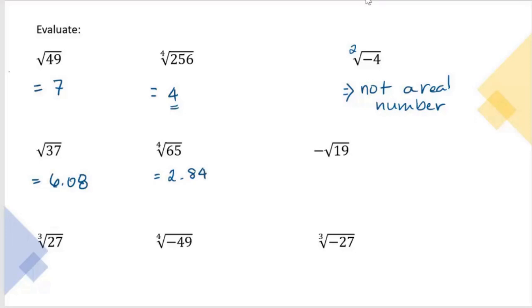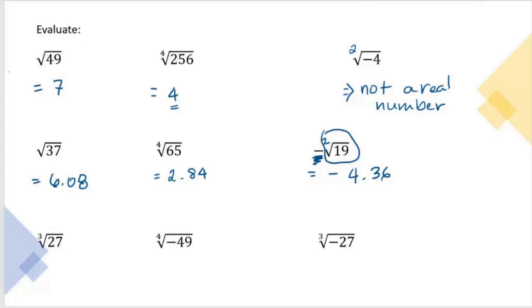Similarly, 19. Now this one sometimes throws folks, but as soon as we see a negative and we're trying to take a square root of a negative number, we feel that this is not possible. But the negative is out here. The negative has nothing to do with the radical. So the answer is negative, whatever the square root of 19 is. The square root of 19 is 4.36, so negative 4.36 is our final answer.